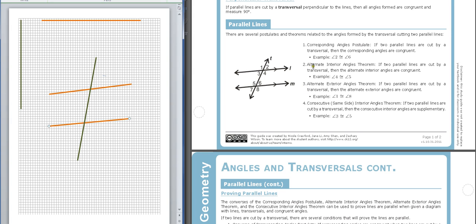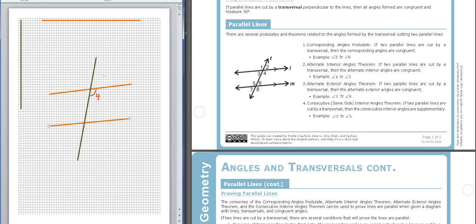Now, the second one says alternate interior angles theorem. If two parallel lines are cut by a transversal, then the alternate interior angles are congruent. That means alternate interior. So we're talking about interior and we're talking about alternate sides. So we've got angle 4 is the same as angle 5. We've got angle 3 is the same as angle 6. All right, those are the alternate interior angles.